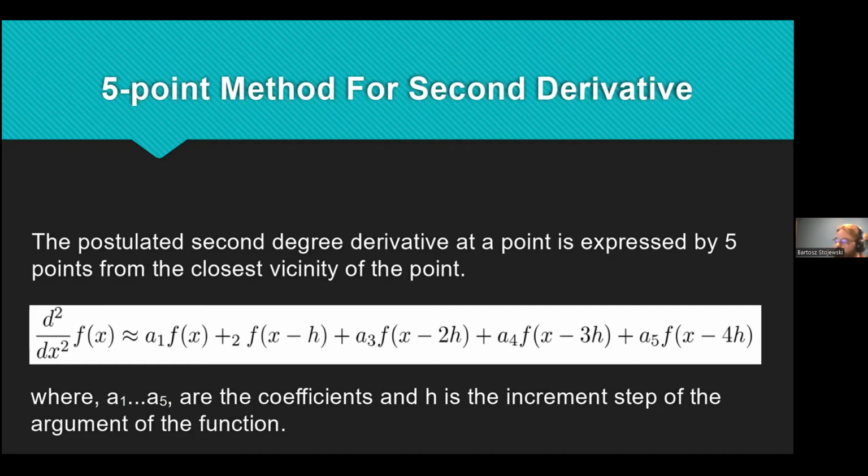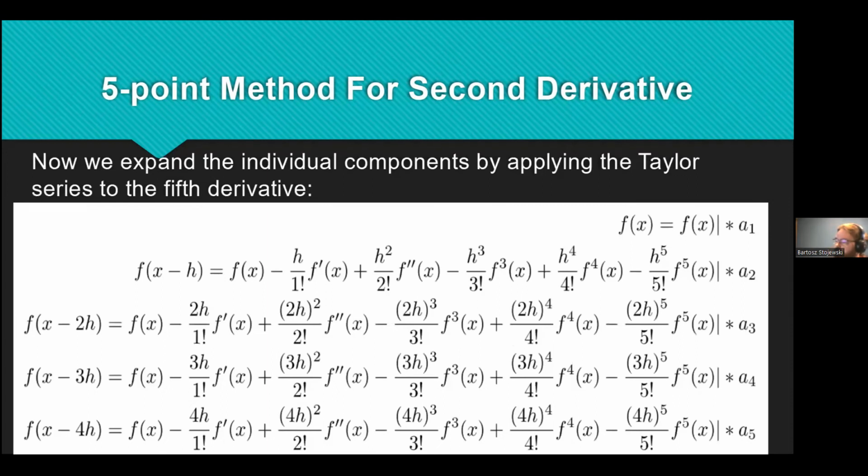First, we determine for which points we derive the derivative. Their number is related to the accuracy of our solutions. The more points, the more precise the approximate derivative. We choose the points next to the point where we want to differentiate. The postulated derivative of the second degree at the point is expressed by 5 points from the closest vicinity of the point.